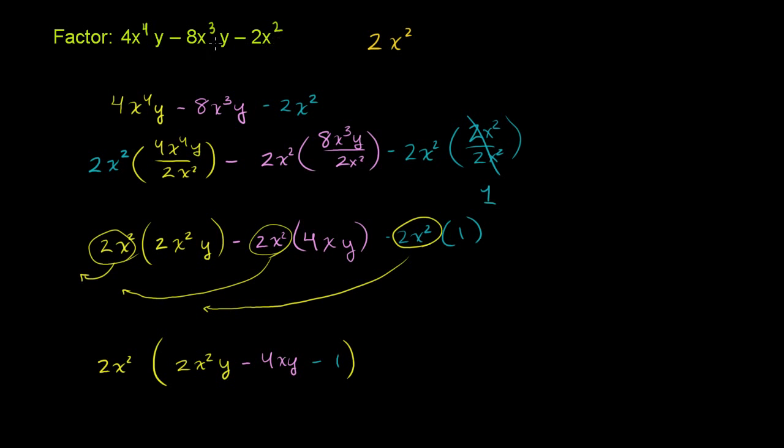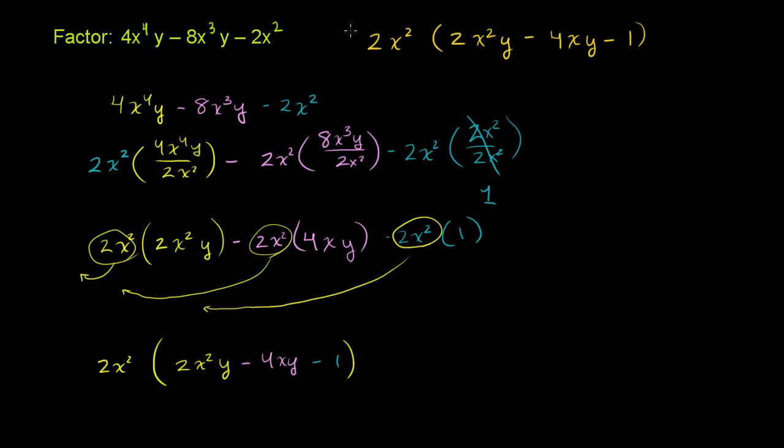And this one doesn't have a y, so I can't factor a y out. So it's going to be 2x squared times, and what's this divided by 2x squared? Well, 4 divided by 2 is 2. X to the fourth divided by x squared is x squared. Y divided by 1. There is no other y degree that we factored out, so it's just going to be y. And then you have minus 8 divided by 2 is 4. X to the third divided by x squared is x. And then y divided by 1 is just y. And then you have minus 2 divided by 2 is 1. X squared divided by x squared is 1. So 2x squared divided by 2x squared is just a 1.